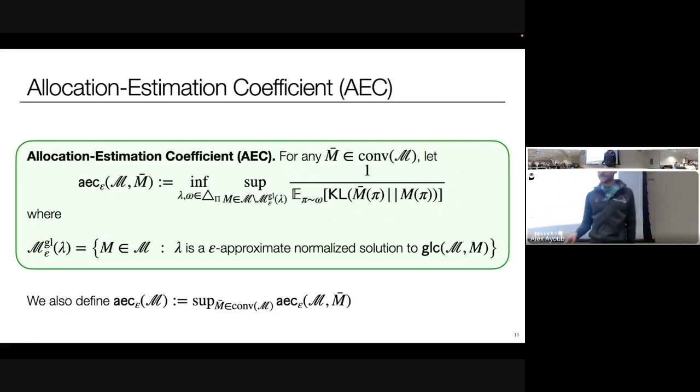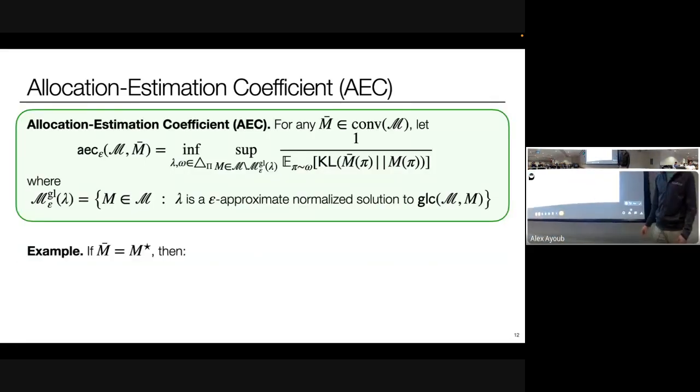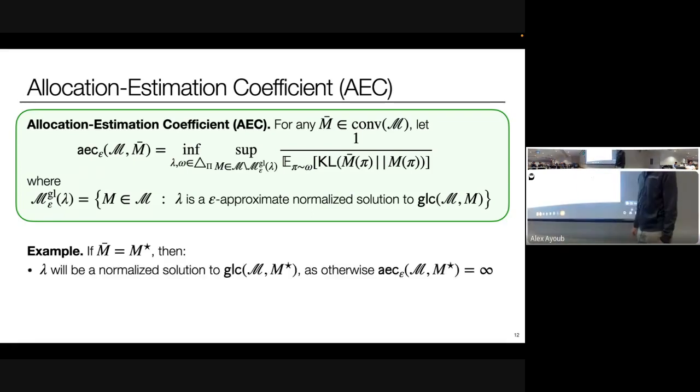Okay, to make this even more concrete, let's think about the case where m bar is equal to m star. In this case, lambda will be a solution to the Graves and Lai problem for m star. The reason is that if it's not, now this m bar becomes m star. So if m star is in this sup, then this is infinity, right? Because the KL divergence between m star and m star is 0. So we need to make sure that m star is not in this supremum. The way to do that is we have to choose lambda to be a Graves and Lai allocation for m star.